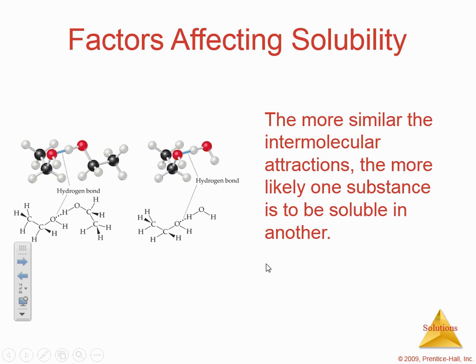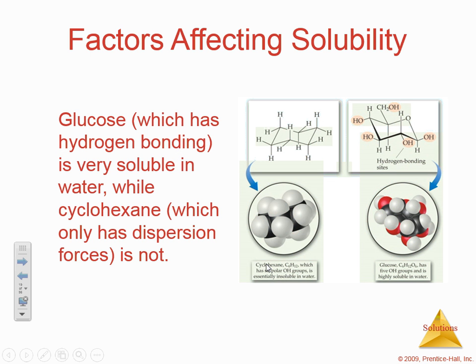Now, the more similar the intermolecular attractions, the more likely one substance is to be soluble in another. So for example, glucose, which has hydrogen bonding, is very soluble in water. Why? Water also has hydrogen bonding. However, cyclohexane, which only has dispersion forces, or remember London dispersion forces, is not, because glucose has hydrogen bonding more than the dispersion forces. So their forces don't match up, and that's why they don't really dissolve as well.